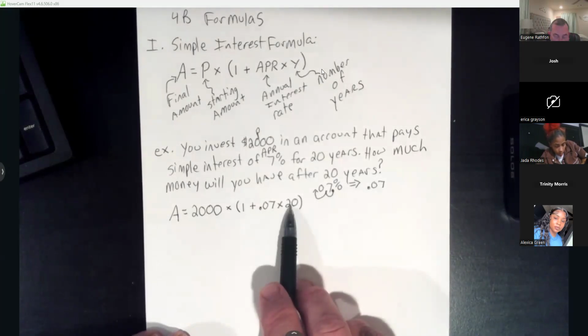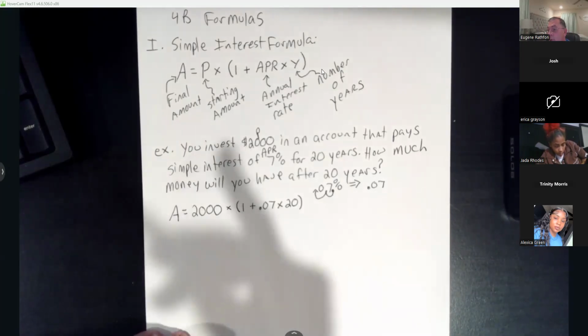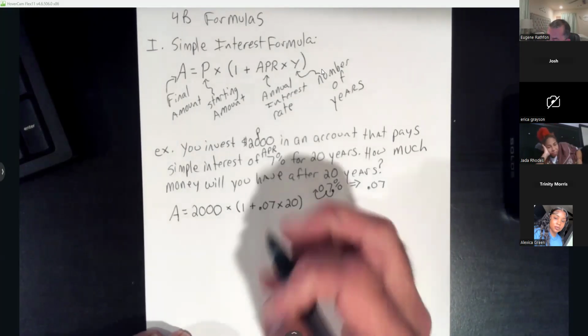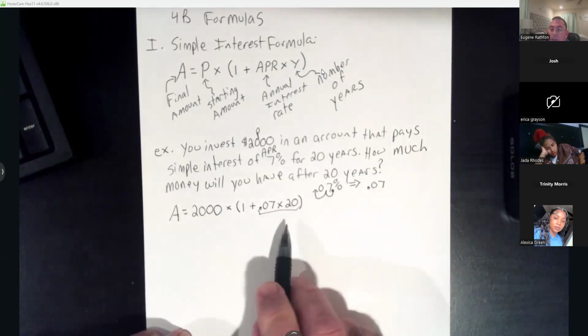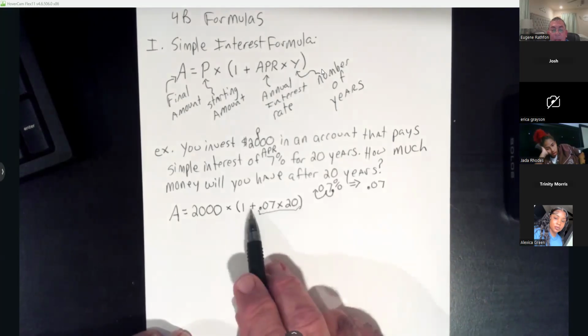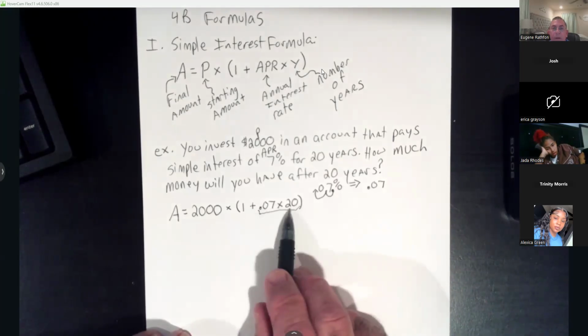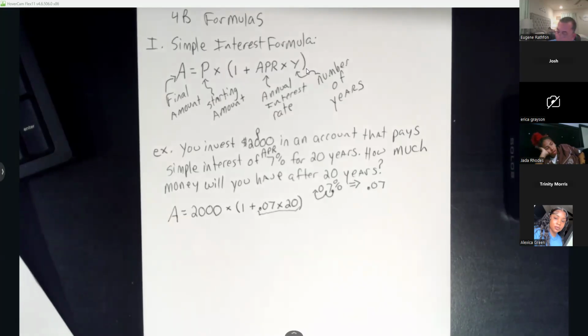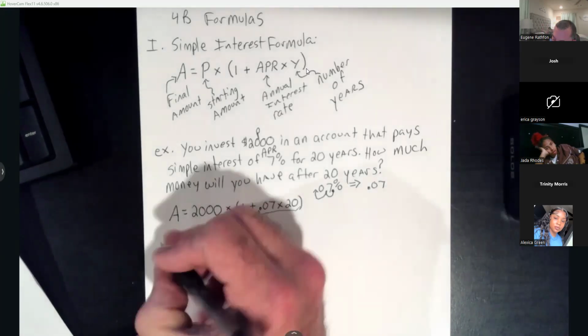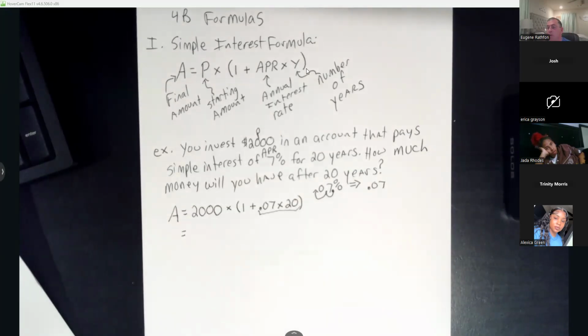So you can push this on a calculator. If you were doing it by hand, order of operations, you got to work inside the parentheses first. So you would multiply these two first, add 1, get that answer, and then multiply by that 2,000. All right, y'all. So I'm just going to punch this on the calculator like it looks real quick. So let me share that calculator.